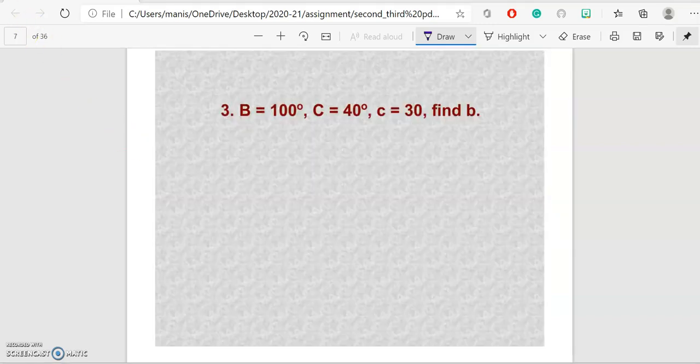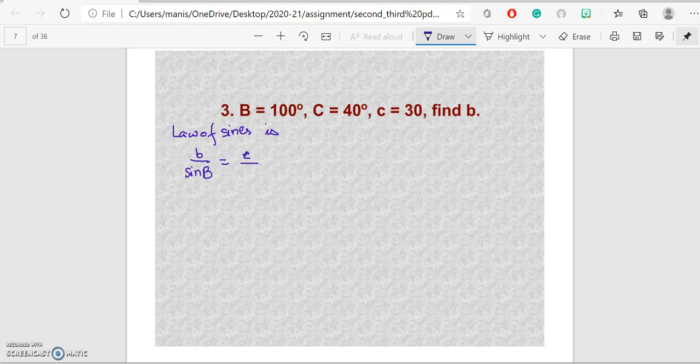Let's look at one more practice problem. If uppercase B is 100 degrees, uppercase C is 40 degrees, lowercase c is 30, find lowercase b. So I'll write it over here. Law of sines is, now in this case what I can do is, since it is not talking about A, I can only write it from here. I can only take those two ratios over here: b over sine B is equal to lowercase c over sine of C. I can do this.